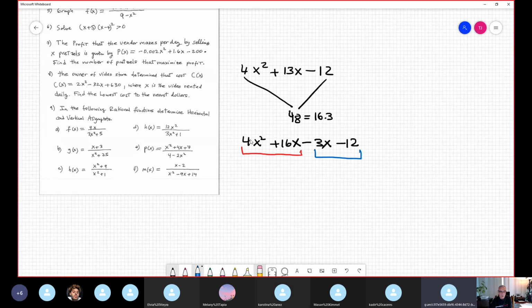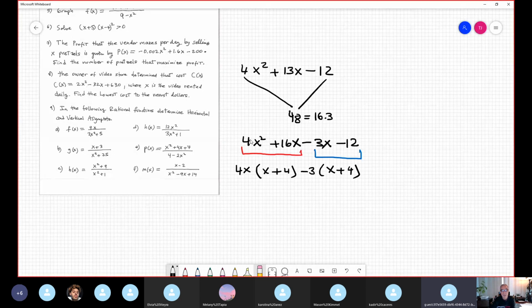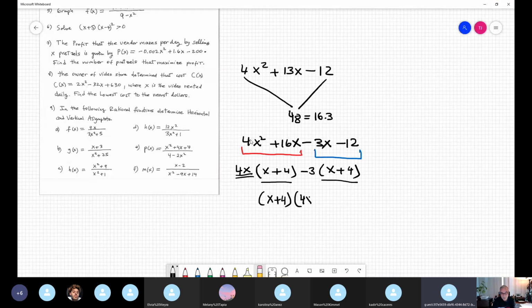The greatest common factor in the first couple is obviously 4x. Open the parentheses, we have x plus 4. And the greatest common factor in the second is negative 3. This is x plus 4. Do you see that? Let me check in case I made a mistake. Negative 3 times x is negative 3x, and negative 3 times positive 4 is negative 12. Good. Now I discover that x plus 4 is a common factor. I factor it out one more time, and inside the new parentheses we have 4x minus 3.